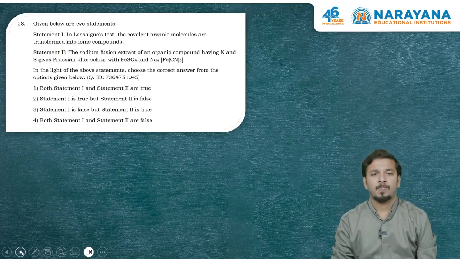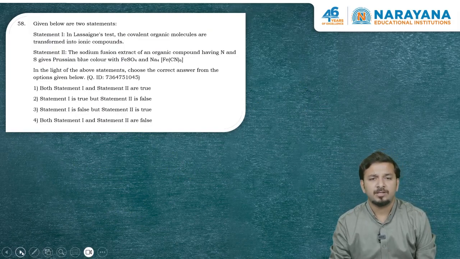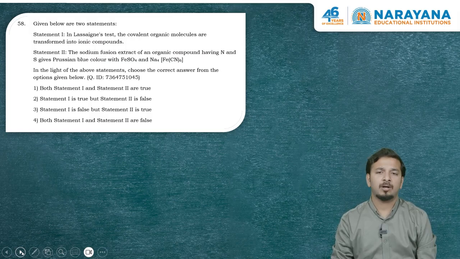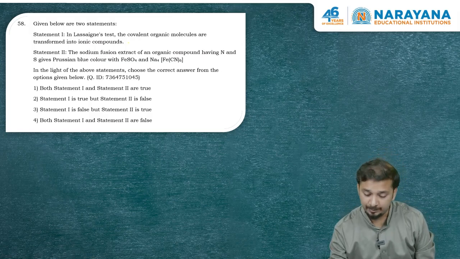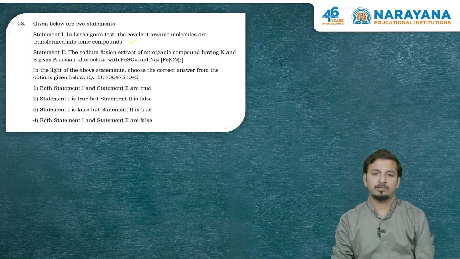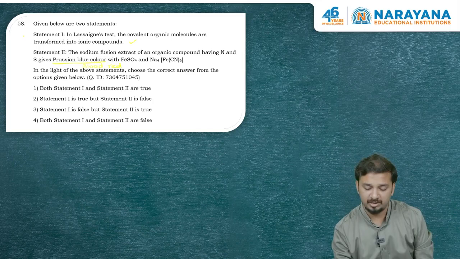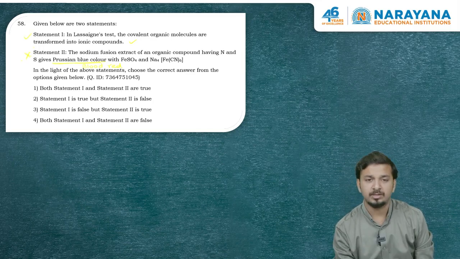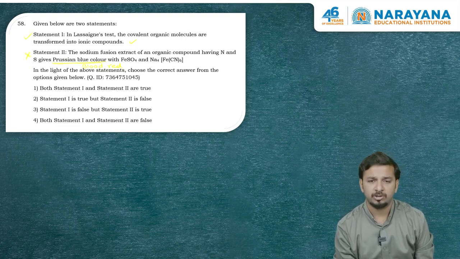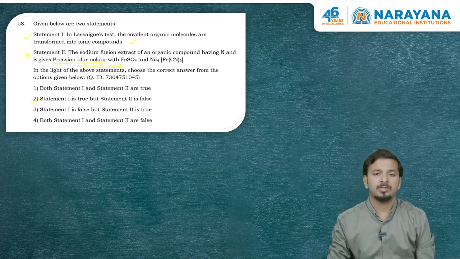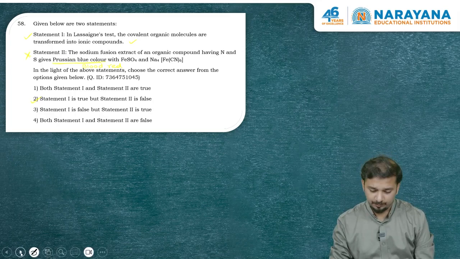Moving to next question. Again, two statements are given. First statement says in Lassaigne's test, the covalent organic molecules are transformed into ionic compounds. That is correct, with prepared sodium extract. So it is correct. Statement 2 is sodium fusion extract of an organic compound having nitrogen and sulfur gives Prussian blue color. That is incorrect. If both nitrogen and sulfur are there, then Prussian blue color is not obtained. Blood red color is obtained. It means statement 1 is correct. Statement 2 is wrong. So the correct answer for this question is option number 2, that is statement 1 is true, but statement 2 is false.